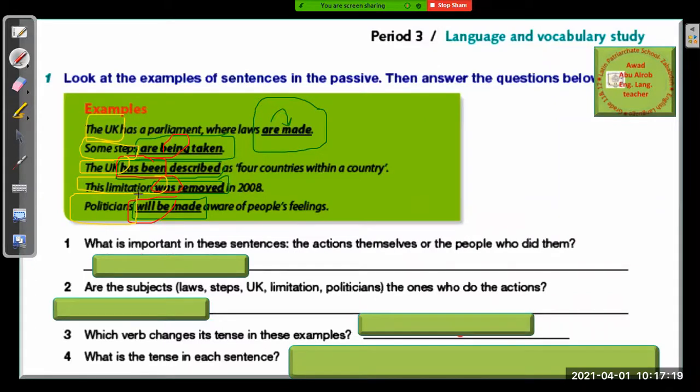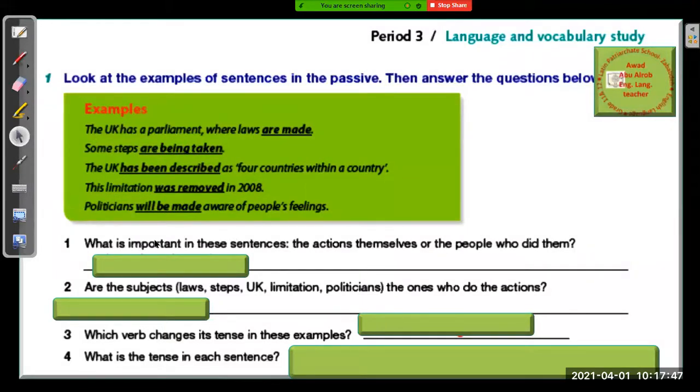If you look at sentence number 1 again and study it, the UK, is it the subject or the object according to the meaning? The object. Okay, now some steps, subject or object? Object. So when we are changing sentences into the passive, we start with the object. Then we have verb to be and the past participle.